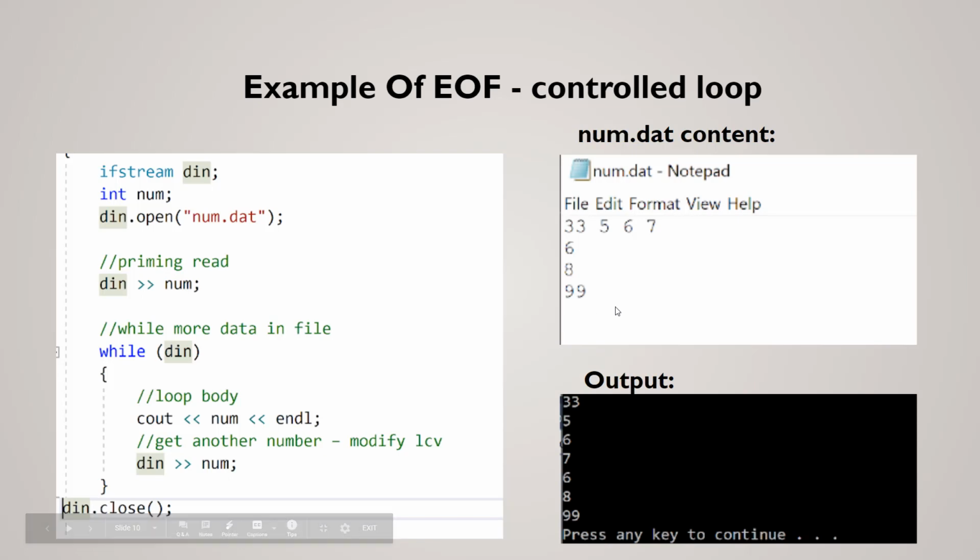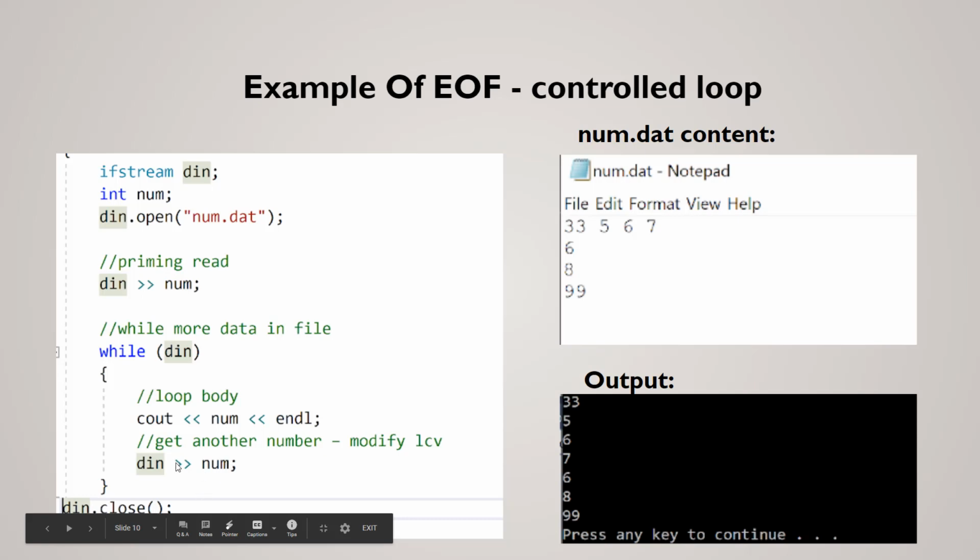Well, now there's nothing left to read. So instead, num is not going to be changed. Num will stay 99. But din will switch to, I'm just going to say, false, but it's actually in the end of file state, okay? But it will evaluate to false now. So when we go back up here, while din, well, this is false now. So when we exit, we'll go straight down here to the din.close, close the file, and exit the program.